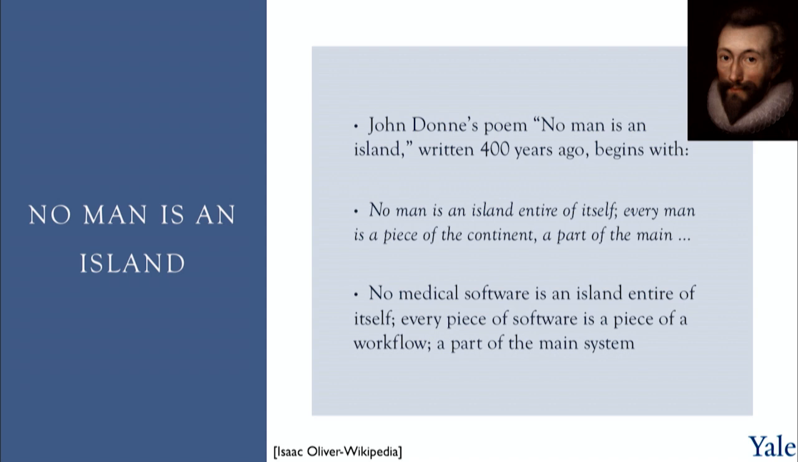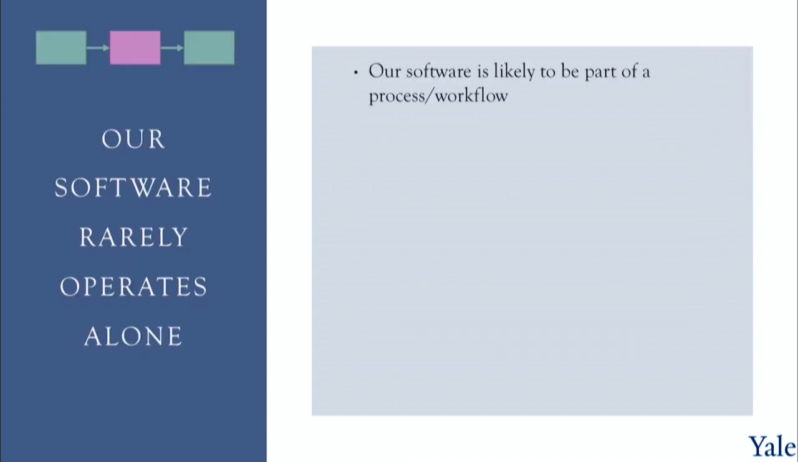Your software is not going to run the entire process. You have to go back and forth with others. So let's just look at this. Our software is likely to be part of a workflow. So this graphic up on the top left, this purple box is your software, but the user uses something else before, and they may well use something else after. So keep that in mind. You're not controlling the whole process. It's very rare. We must understand what comes before and what comes after it.